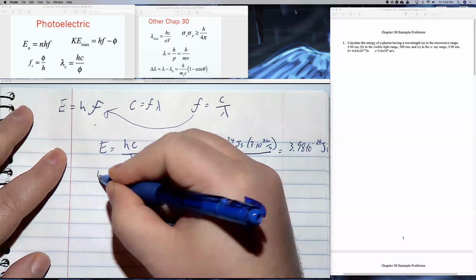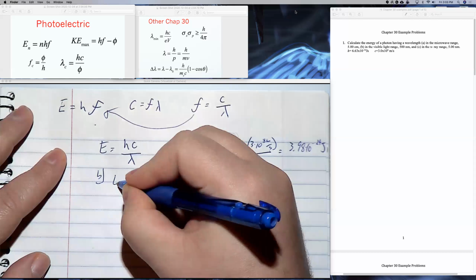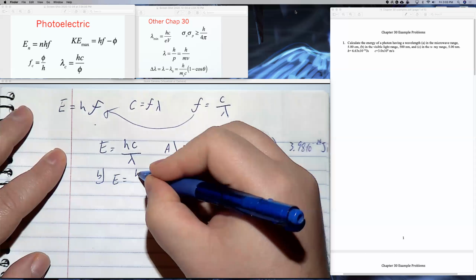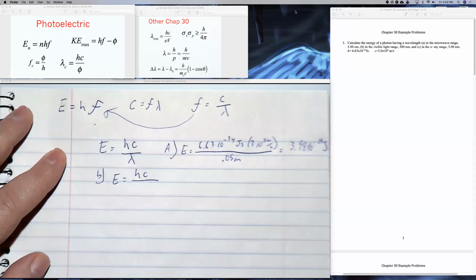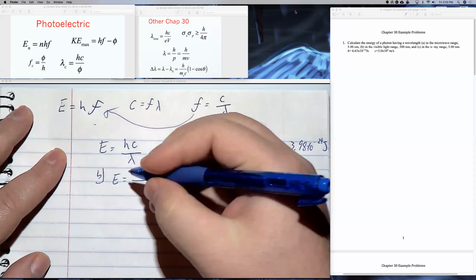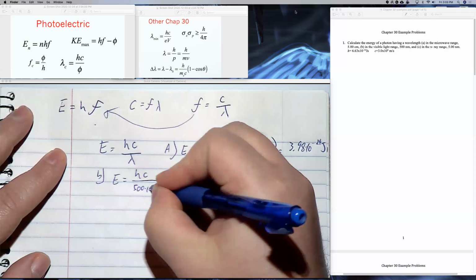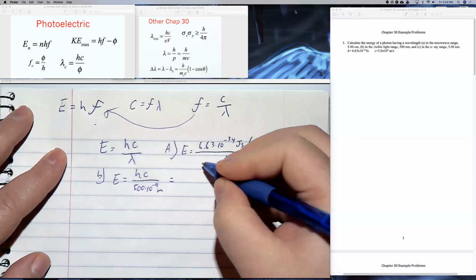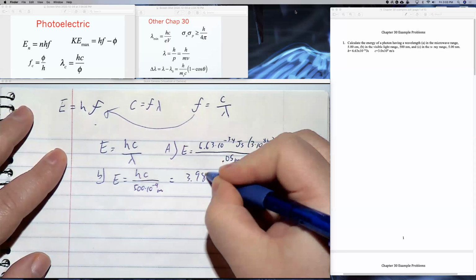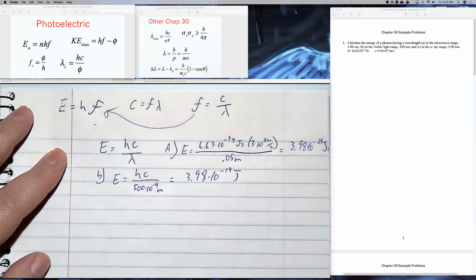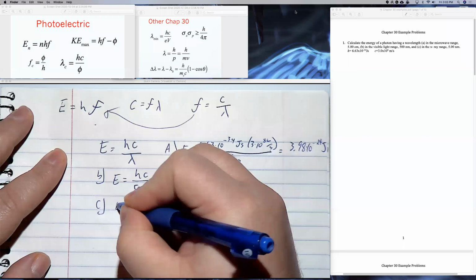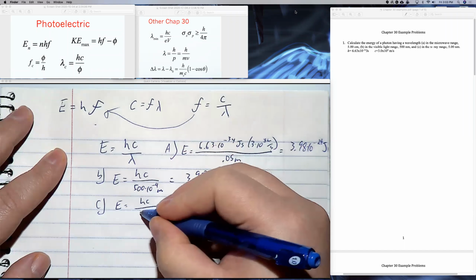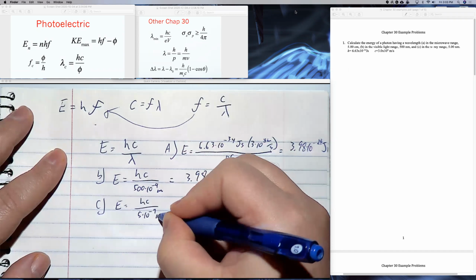For B, it'll be the same stuff, this whole big number, I'm not going to bother writing it again, over 500 nanometers, or 500 times 10 to the negative 9 meters, which would be 3.98 times 10 to the negative 19 joules. And for C, it'll be the same stuff over, this was what, 5 nanometers? 5 times 10 to the negative 9 meters.